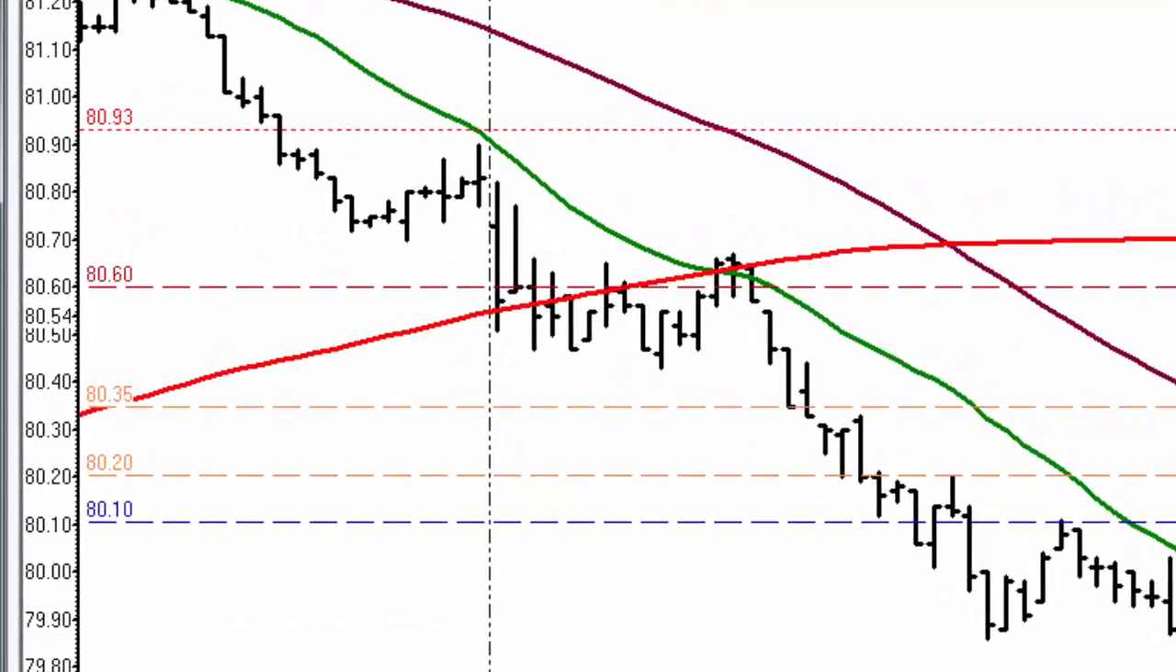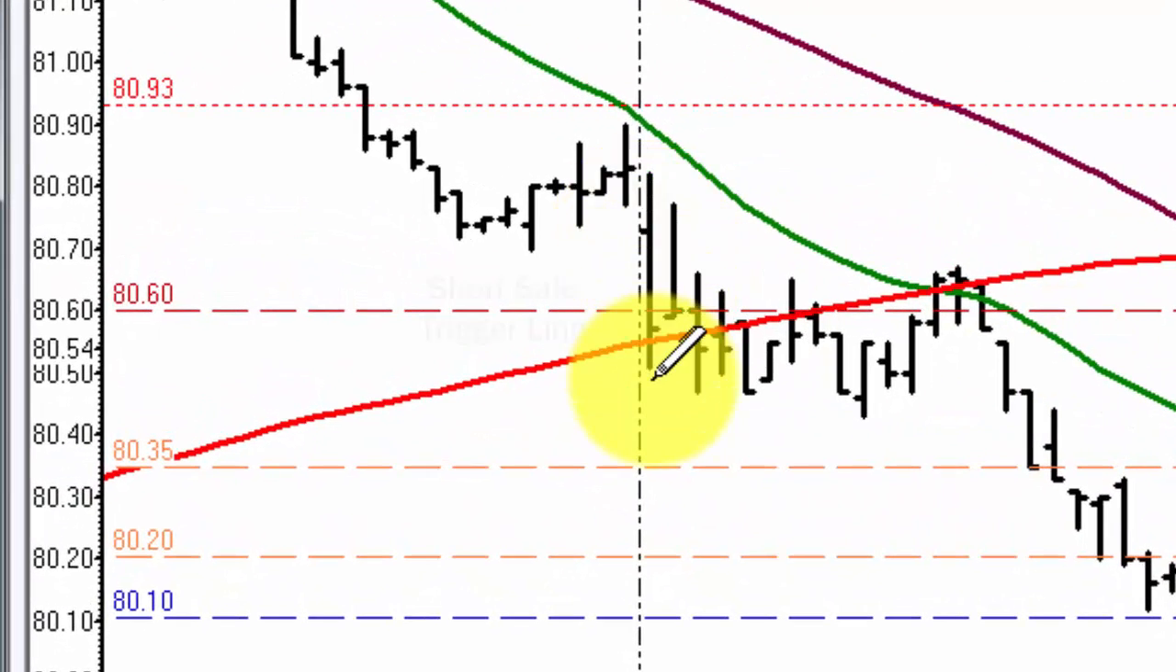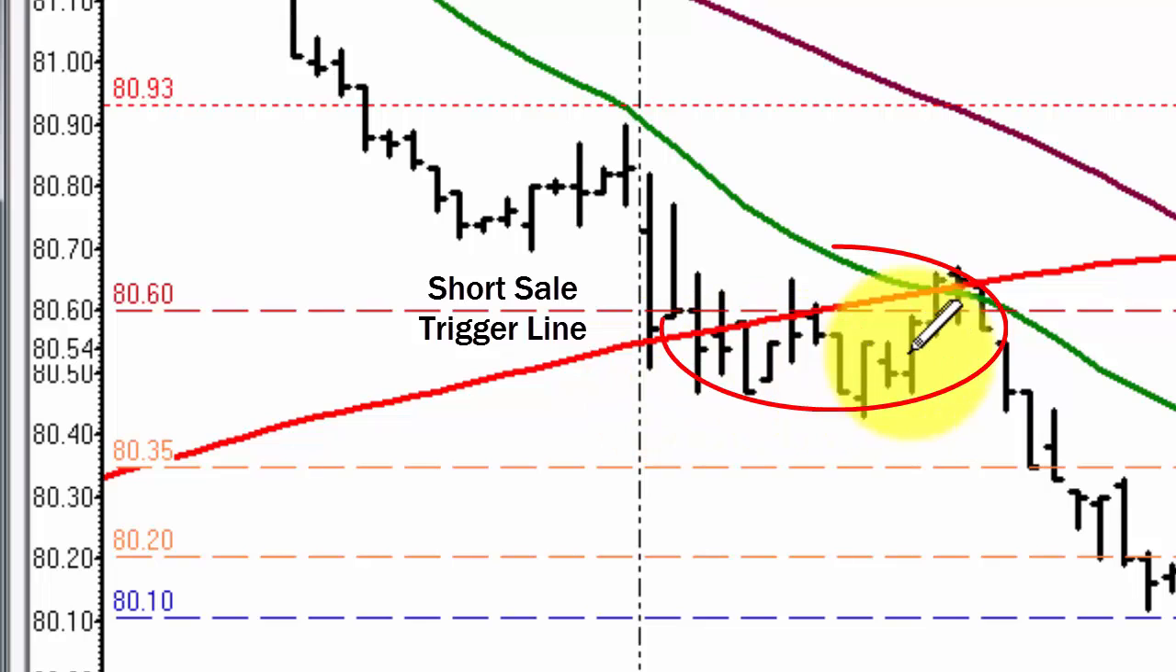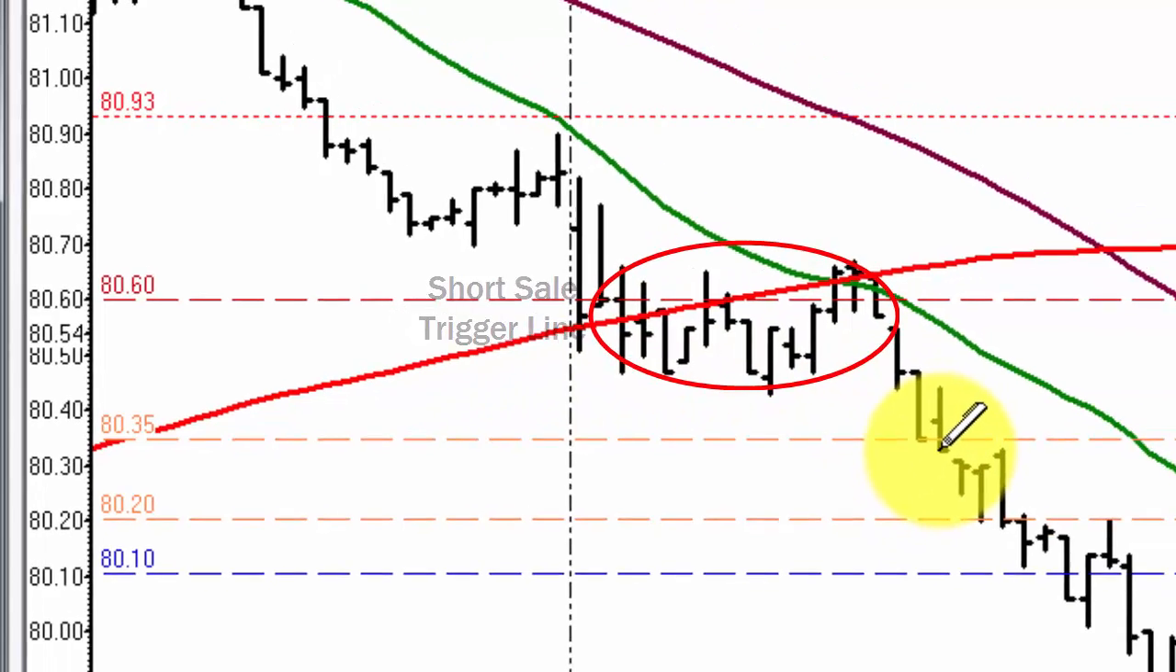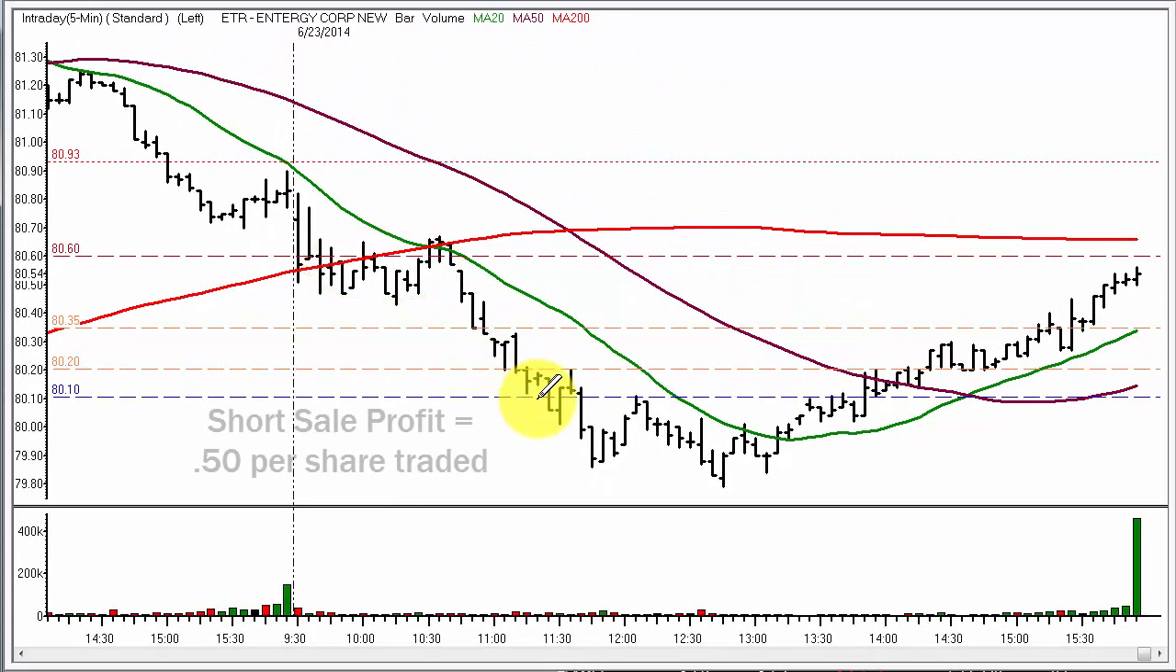Entergy Corporation opened, triggered us in the first 5 minutes of trading, oscillated around that entry price, came down, hit 50% to the target, 10 cents to the target, hit the target.